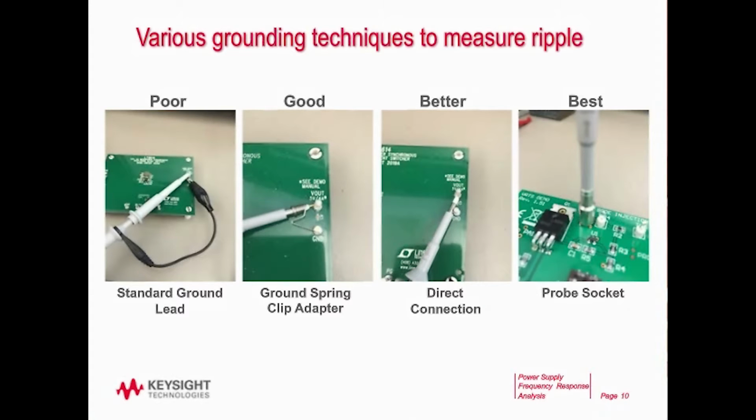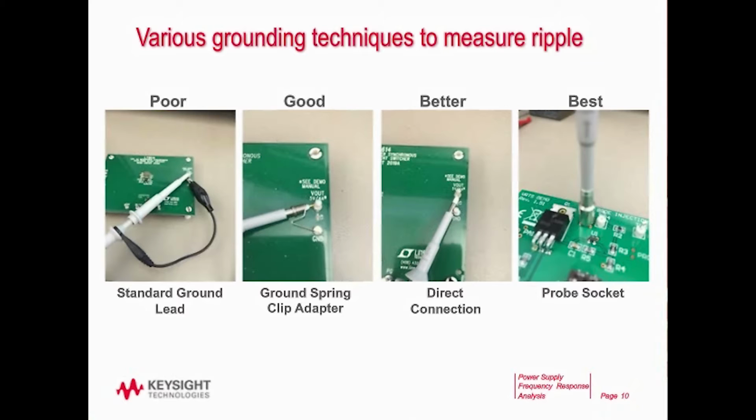So let's take a look at different probing techniques. There you see on the left, this is unfortunately what I believe most people are doing. They're just using that standard ground lead. And you see that big loop there. That will pick up all sorts of trash that's in the air. A better grounding technique: typically probes, whether they're from Keysight or other vendors, have various adapters inside the little bag that the probes come in. This is a little spring clip, gives you a very short ground connection, and you can get a pretty good ground connection. It's a relatively small antenna.